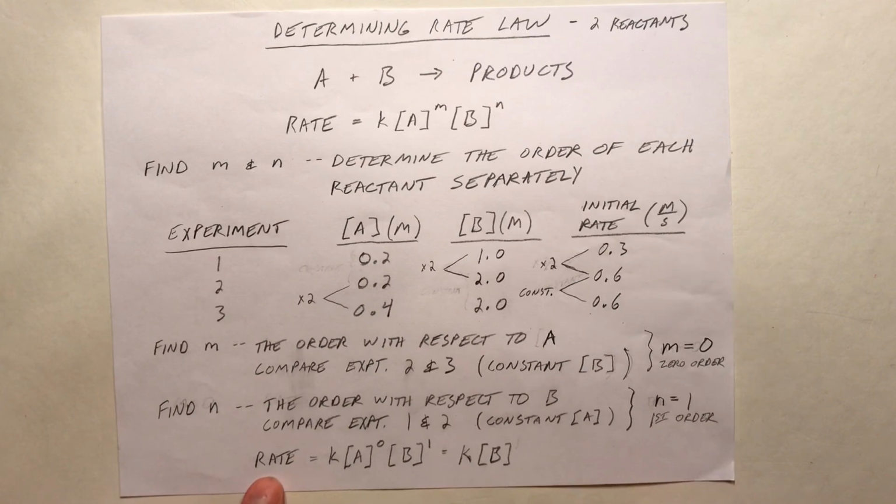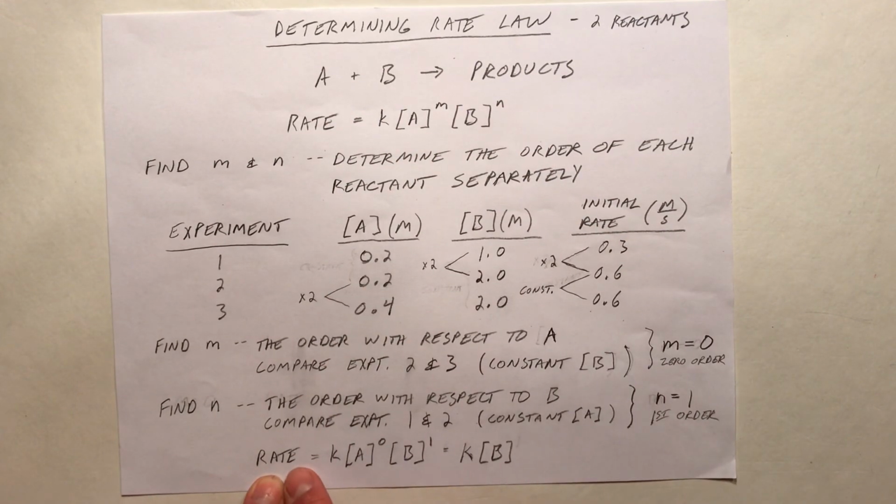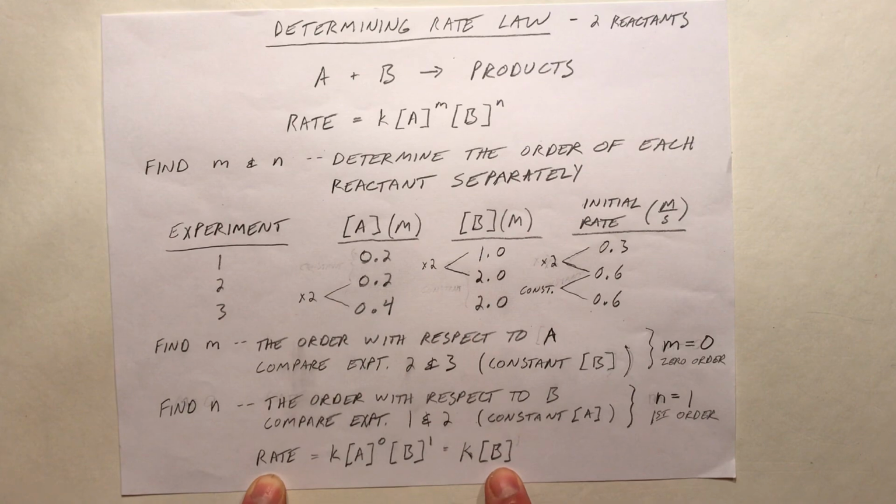So we can be a little bit more specific about what our rate law looks like. Now the rate is equal to the rate constant k times the concentration of A to the 0 power times the concentration of B to the first power. And A to the 0 is equal to 1, so we can omit that. And B to the first power is just equal to B, so we can get rid of that 1 for an exponent, and we can just say that the rate is equal to k times the concentration of chemical B.